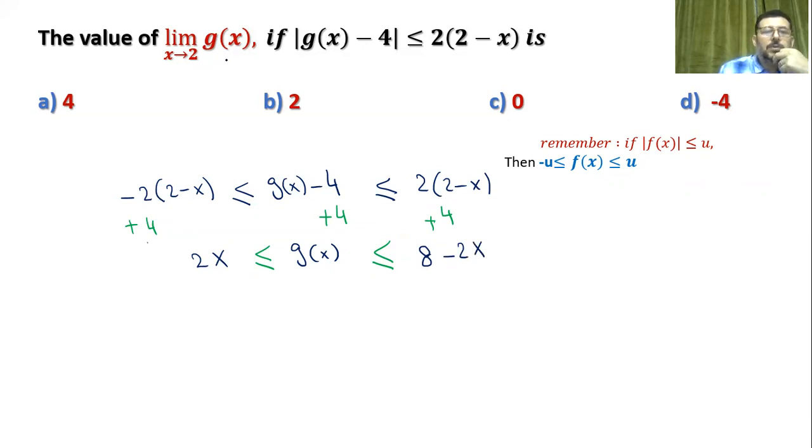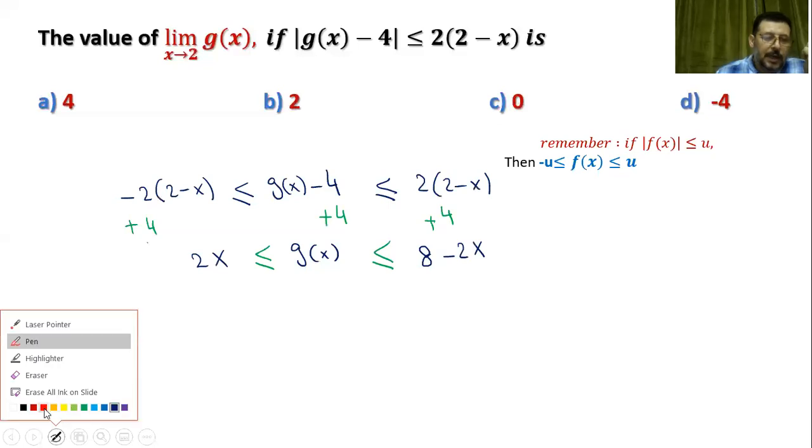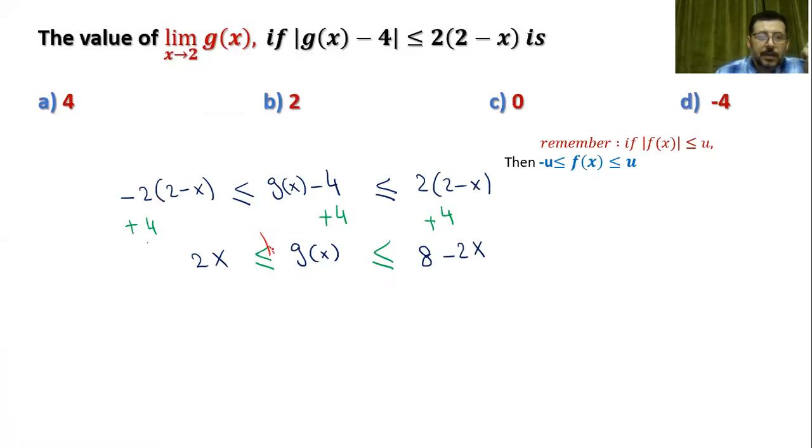Now, we don't want g of x. We want the limit of g of x as x approaches 2. So I'll add the limit in the middle, limit as x approaches 2. So on the left, limit as x approaches 2. On the right, limit as x approaches 2.